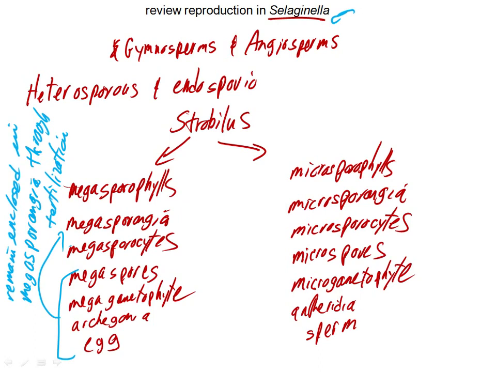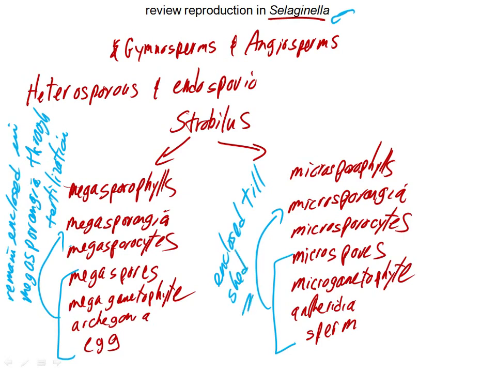On the male side, that's very similar, not exactly the same, but very similar. It's enclosed in the microsporangia till shed. And I'm going to talk about what that means, is shed. Because these microspores, microgametophyte, antheridia, and sperm are now going to be given a special name. And that special name is something you've known, but you've never known what it was before. These are the pollen. This is the pollen.